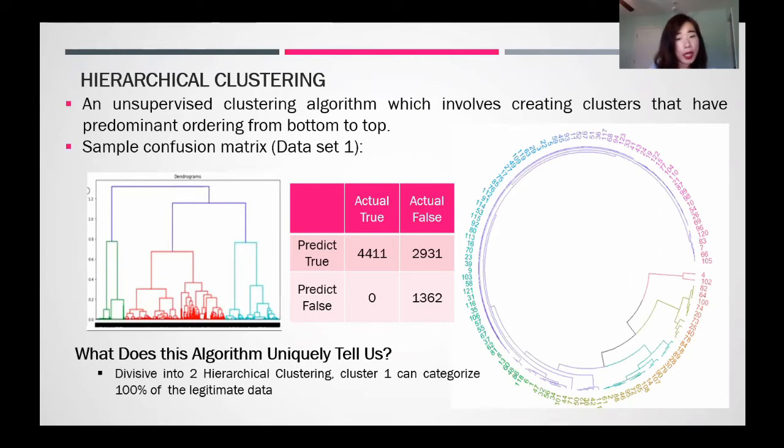There are two types of hierarchical clustering: one is top down, another one is bottom up. Here we are using the bottom up method. First we scale the data and use the dendrogram linkage to get a cluster graph. As we can see on the left graph, there are two hierarchical clusters. Cluster 1 categorizes about 100% of the legitimate data. Cluster 2 isn't performing well.